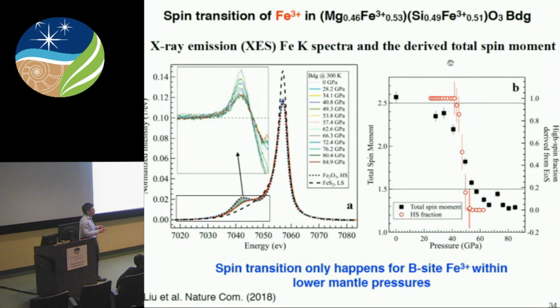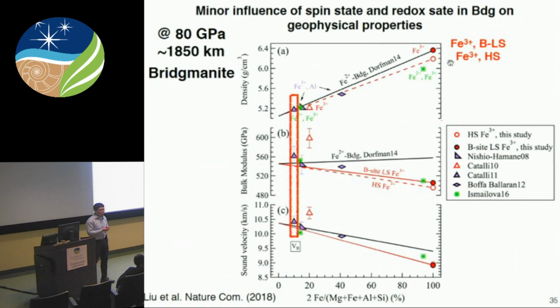Based on theoretical calculations, the A site, or pseudo-dodecahedral site, is too large for Fe3+ to have a spin transition in the mantle pressure range. So we confirm previous results that in mantle pressure-temperature conditions, only the B site Fe3+ can have a spin transition. And how about its consequences, for example in geophysical properties?